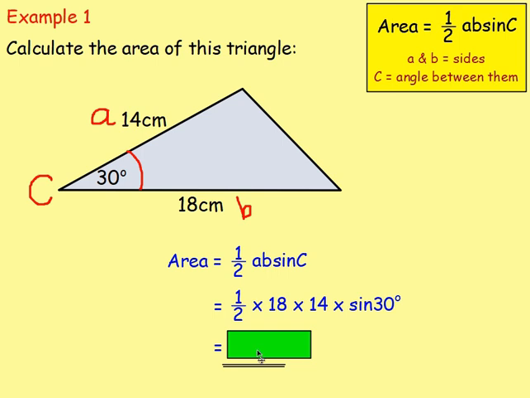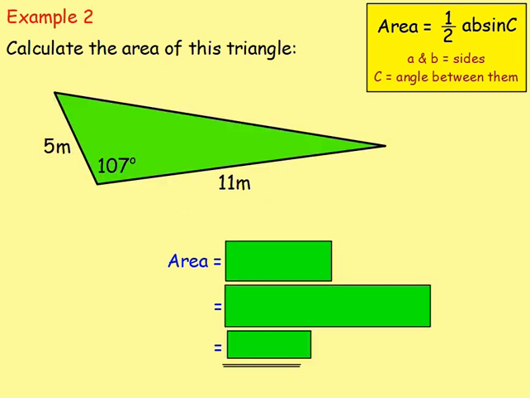If you stick that into your calculator, you end up with 63 squared centimetres for the area of this lovely triangle. Woo! And for the geeky people amongst you, yes, sine 30 is a half, so you could work that out without a calculator. Half the 18, half the 14, times them together, and Bob is your auntie's uncle. Woo! Here we go. Example 2.